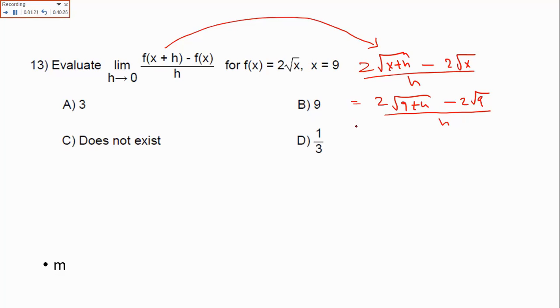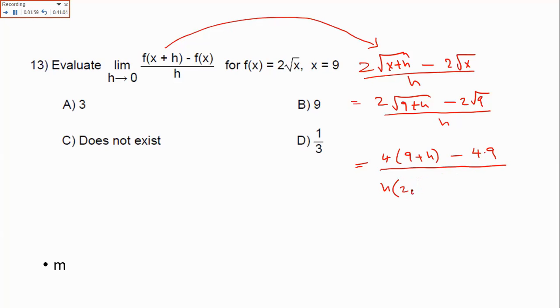What is the next step? We're going to do the conjugate. If we do the conjugate, we can see that the top will give us 4 multiplied by 9 plus h, minus 4 multiplied by 9, right? And the bottom, the conjugate, will be h multiplied by what?